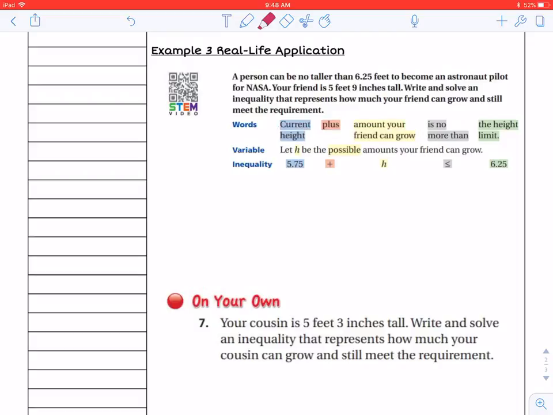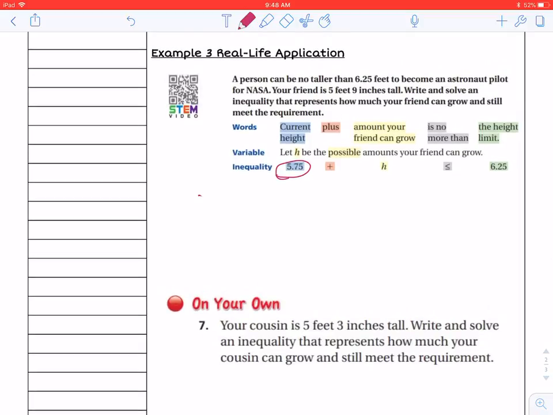And then whatever they do grow, in order for them to qualify as an astronaut, it has to be no more than, that means it can be equal to or less than the height limit, which is 6 25/100, or 6.25 of a foot. Now, as you can see here, you might have noticed that they did not write down the height as 5 feet 9 inches. Instead, they wrote it down as 5 feet and 75/100. So let me tell you why that is.